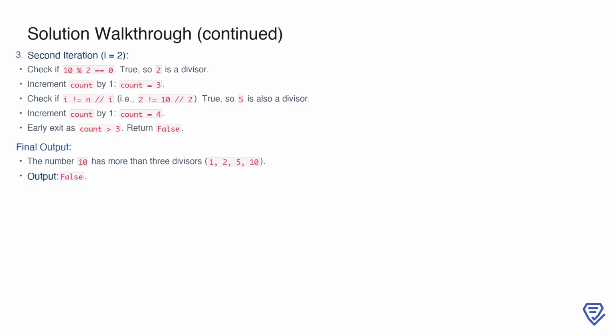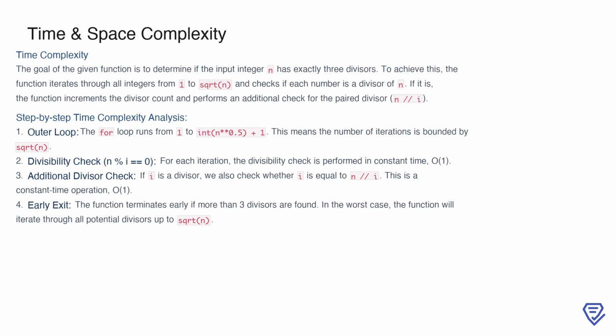At this point, we notice that the count has exceeded 3, which allows us to exit early and return false. The final output for n equals 10 is that the number has more than 3 divisors, specifically 1, 2, 5, and 10. The goal of the function is to determine if a given integer n has exactly 3 divisors.